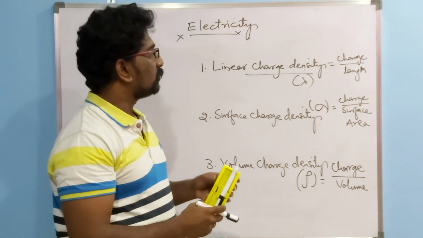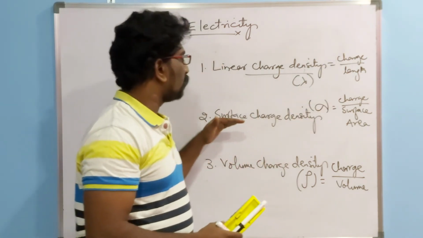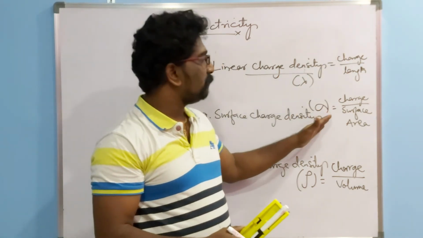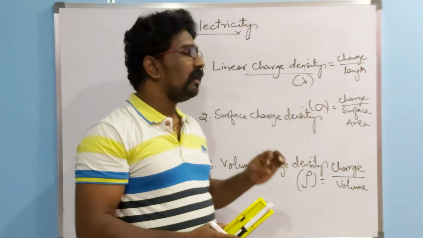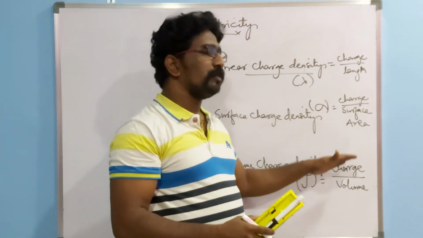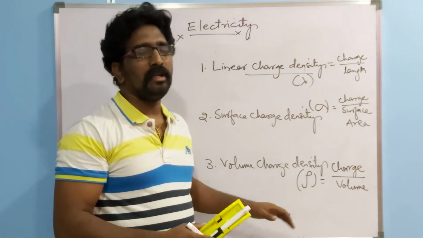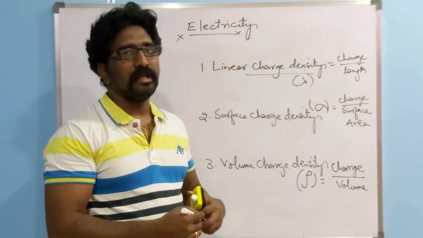So the first one is called linear charge density, denoted by lambda. It's charge per length. The second one is called surface charge density, denoted by sigma, charge per surface area. And the third one is called volume charge density, that is charge per volume, which is denoted by rho. So this is regarding the different types of charge densities.